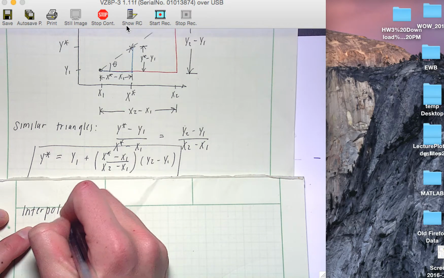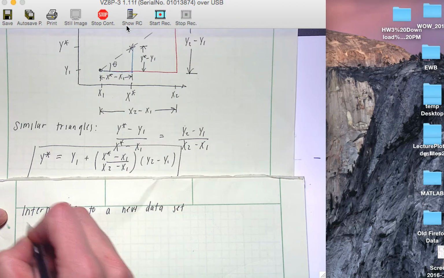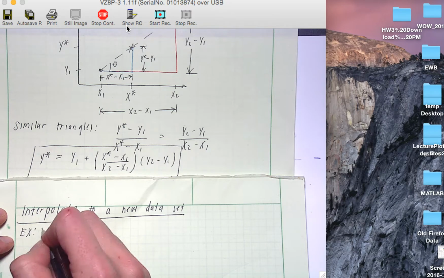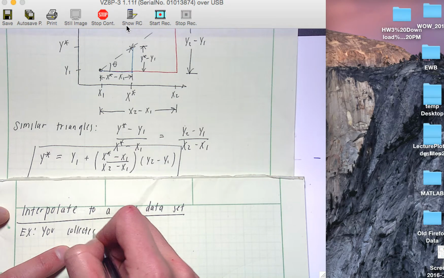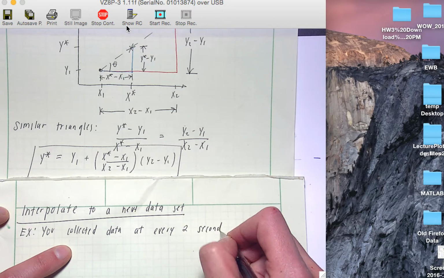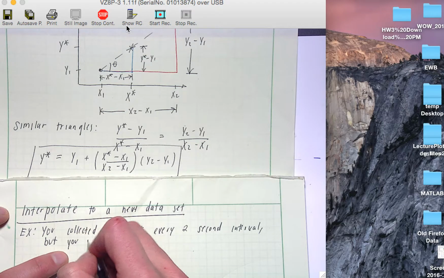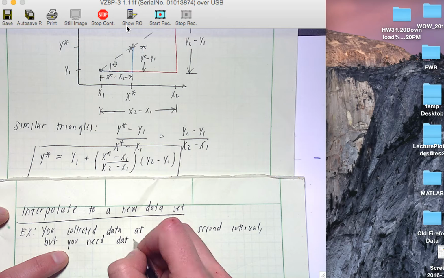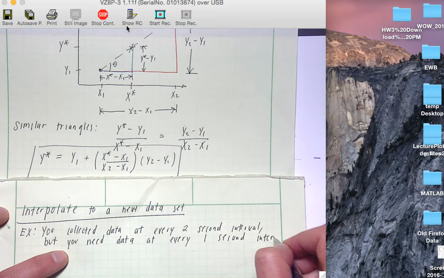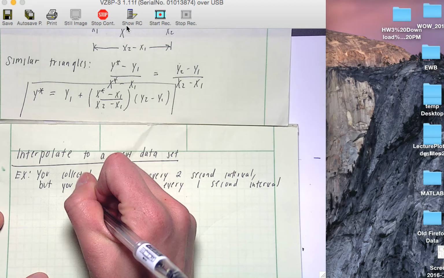So let me just explain a little bit more about what that means. So my example is that, let's say you collected data at every 2-second interval. But you need the data at every 1-second interval. Sounds stupid. I mean, it is, but it's just an example.